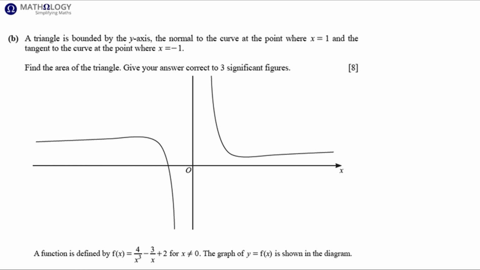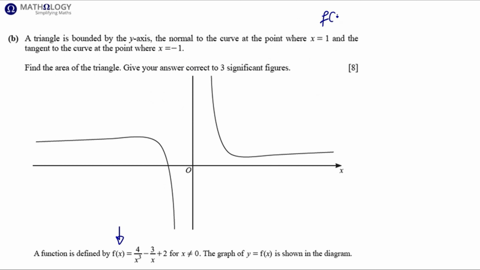The triangle is bounded by the y-axis, the normal to the curve at the point where x equals 1, and the tangent to the curve at the point where x equals minus 1. We're required to find the area of this triangle correct to 3 significant figures. Okay, so we're first going to have to find this triangle by finding the point on the curve where x equals 1 and where x equals minus 1. To do that, we're going to substitute 1 and minus 1 into f of x.